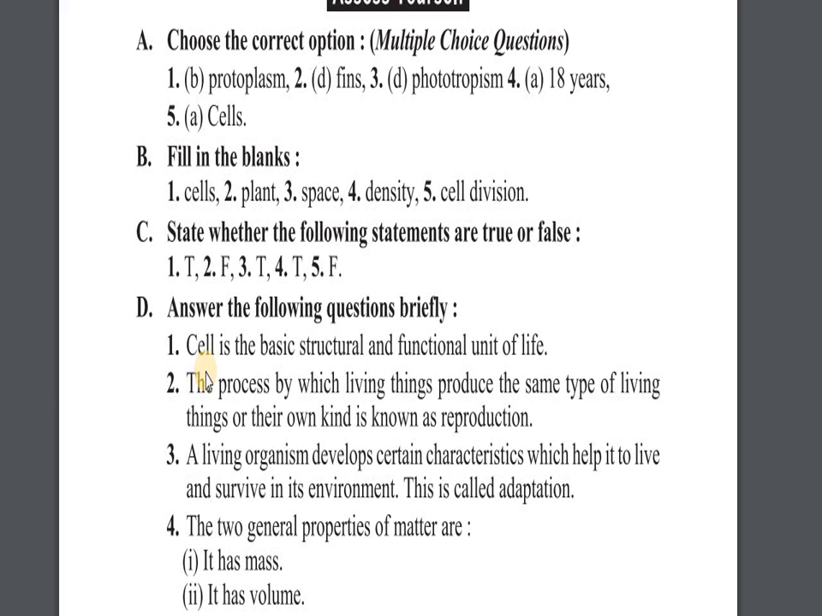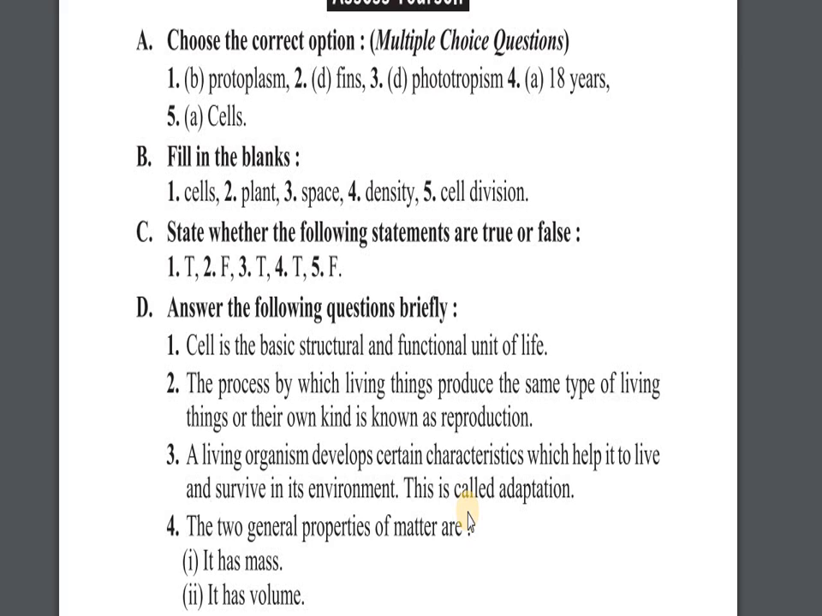Next, D question, answer the following questions briefly. What is the basic structural and functional unit of life? Answer is cell is the basic structural and functional unit of life. Next, what is reproduction? Answer, the process by which living things produce the same type of living things or their own kind is known as reproduction. Third, what is adaptation? Answer, a living organism develops certain characteristics which help it to live and survive in its environment. This is called adaptation.